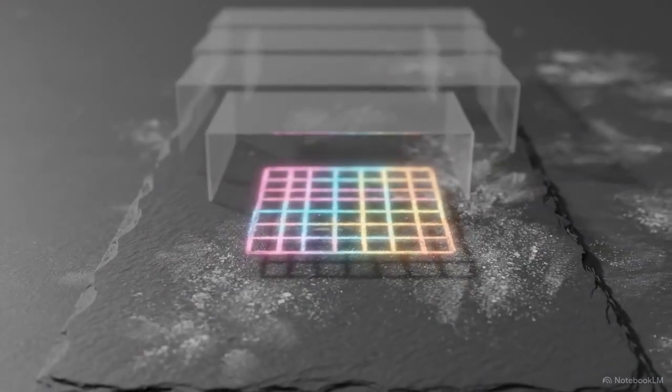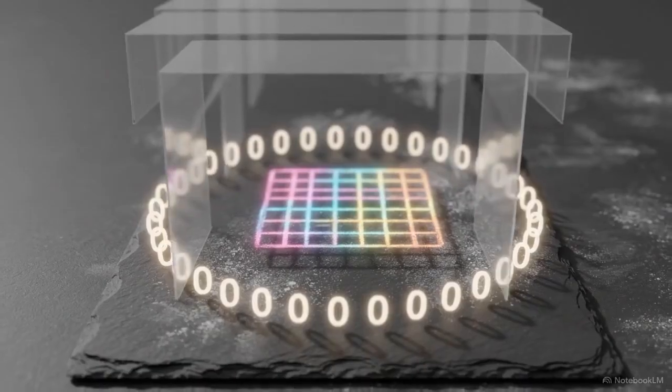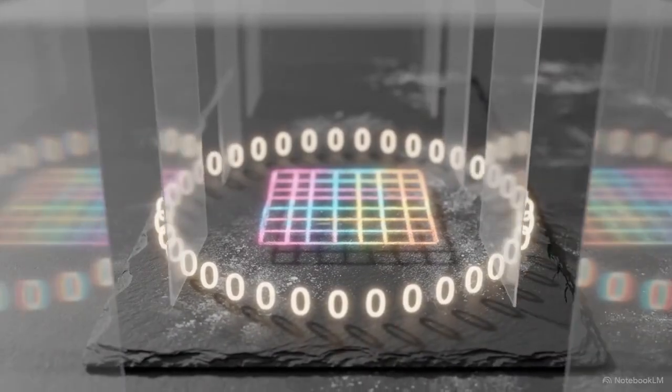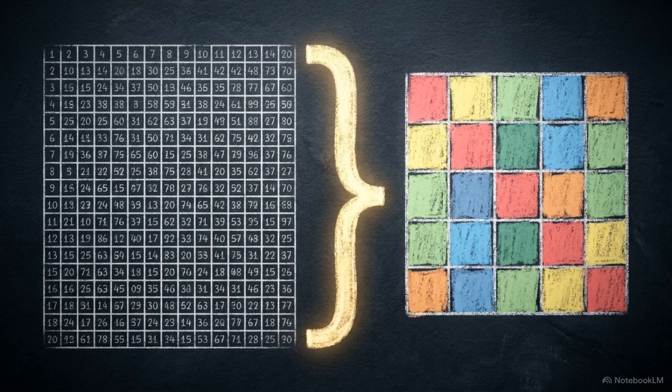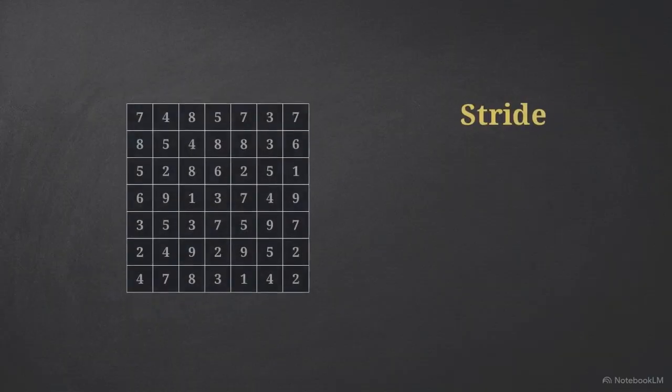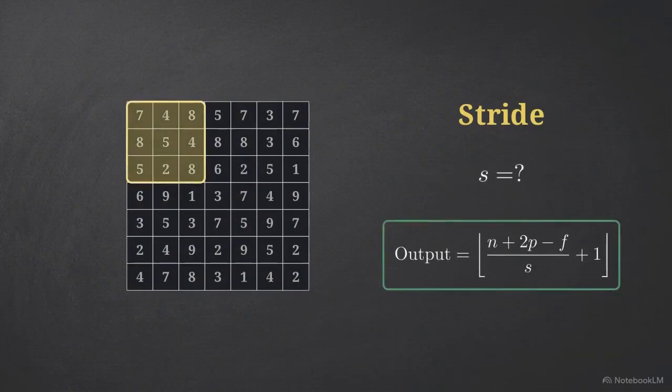Padding provides a deterministic lever to protect the spatial integrity of an image as it passes through deep layers of the network. While padding preserves dimensions, there are times we want to intentionally compress them to distill out higher-level features. Here we can look at stride, represented by the variable s. Stride defines the specific step size the kernel takes as it traverses the data.